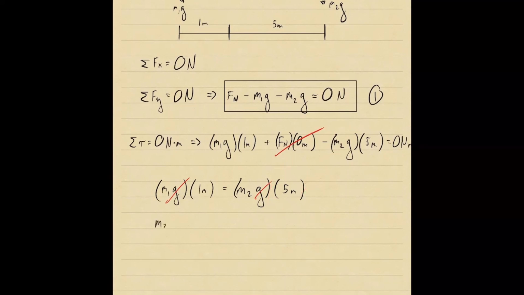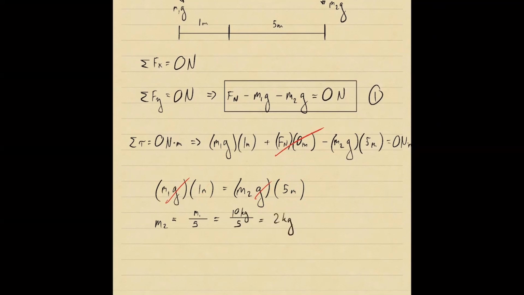the mass of the second block, in order to make this thing not rotate, is just going to be equal to the mass of the first block divided by 5, where I divided both sides by 5 and the units of meters get canceled out. So this is equal to 10 kilograms divided by 5 for a mass of 2 kilograms. All right, so the mass of the second block is 2 kilograms.